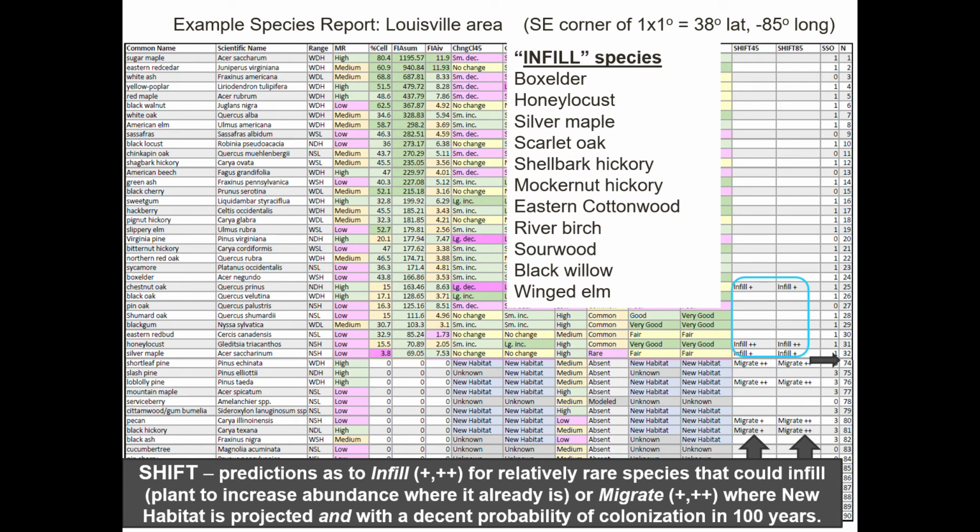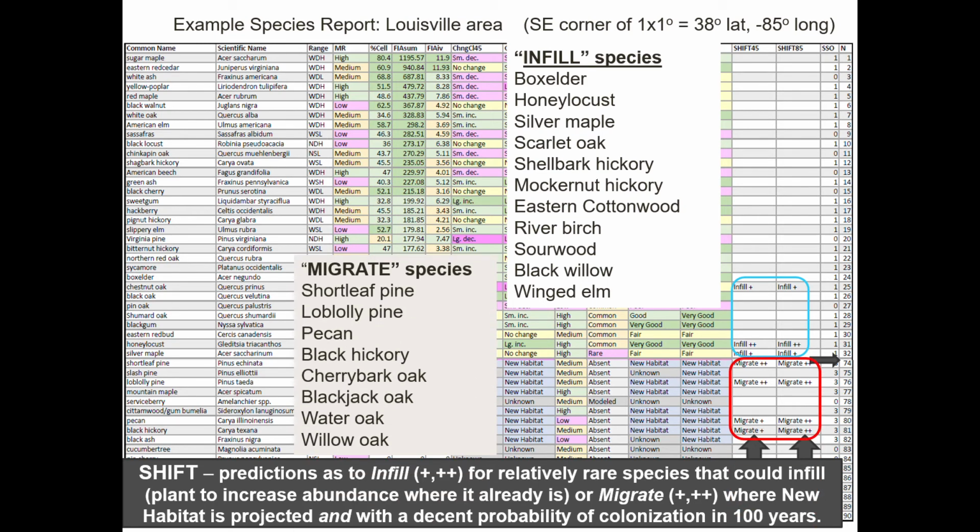And so here's a list of some of the infill species for this Louisville area. And here's a list of the migrate species. So some of the species that aren't there now, but could be potential for planting if you want to do assisted migration are shown here.